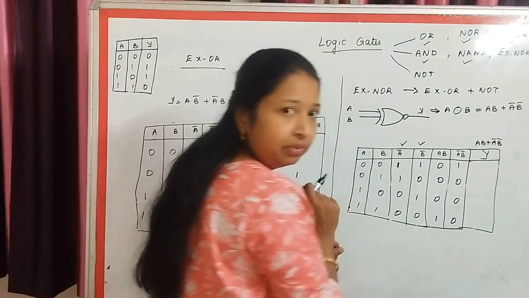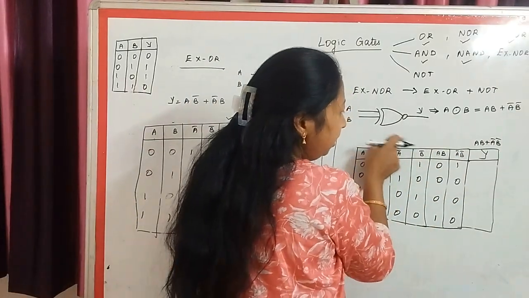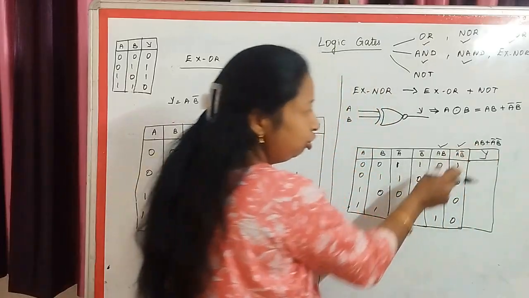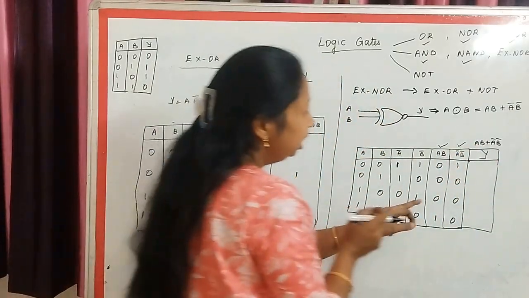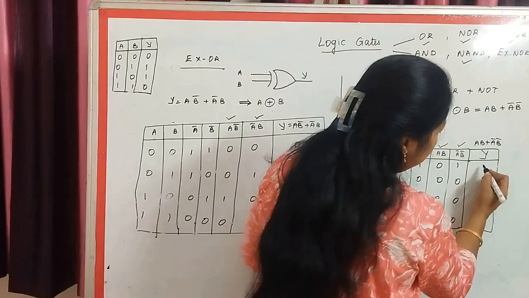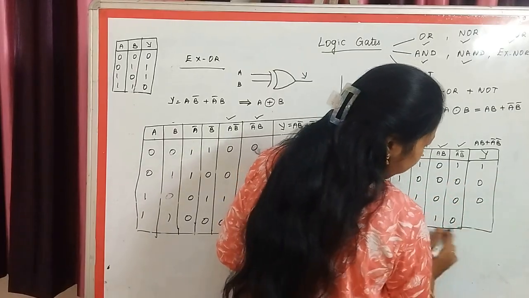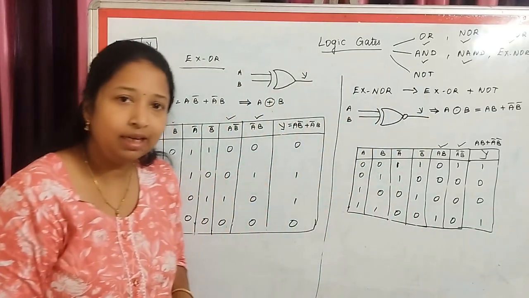Clear? Now, what have I done here? A, B we have, A bar, B bar we have. You have to do a sum of both the terms. Now, give me the sum. 0 plus 1 is 1. 0 plus 0, it is 0. 0 plus 0, it is 0. 1 plus 0, it is 1. Understood?